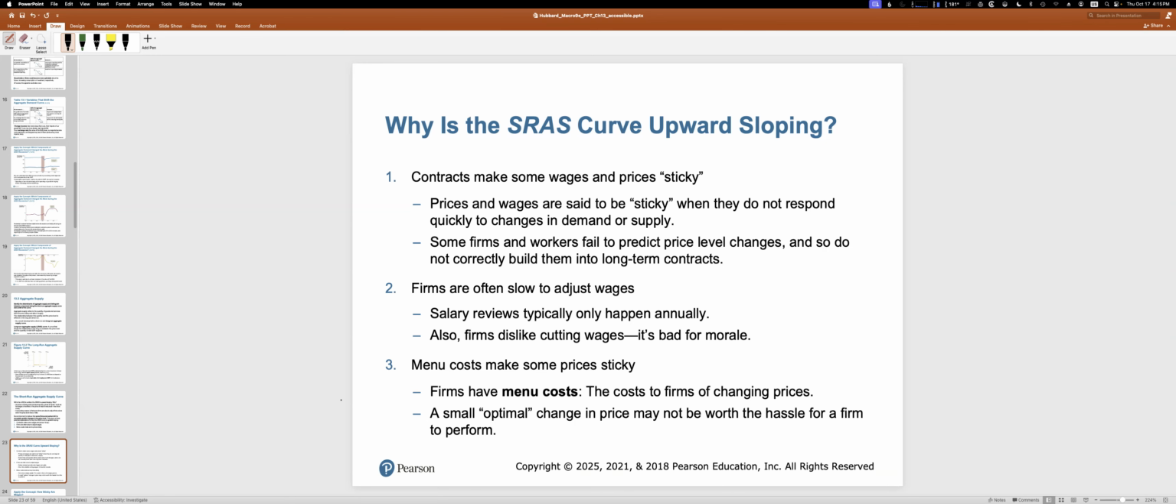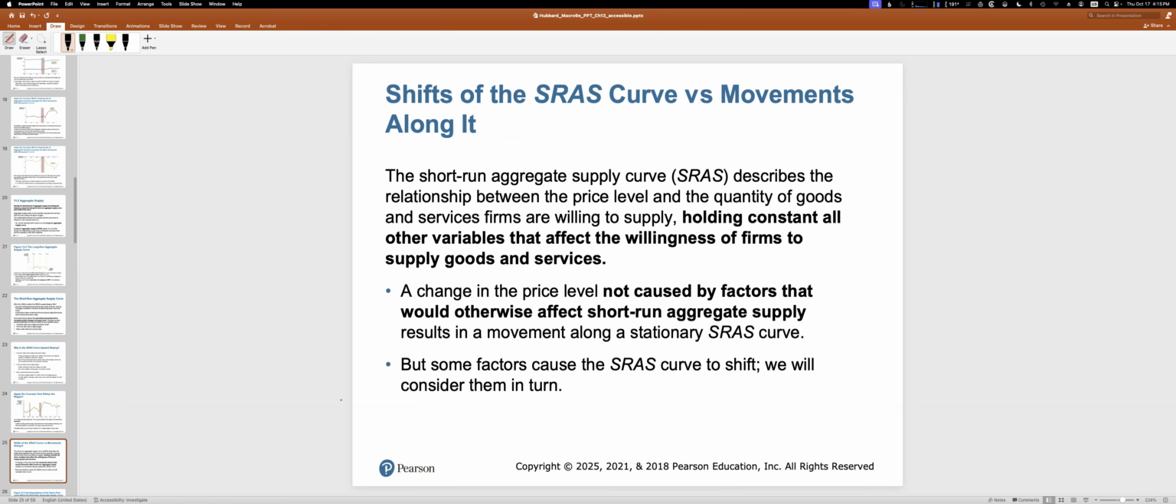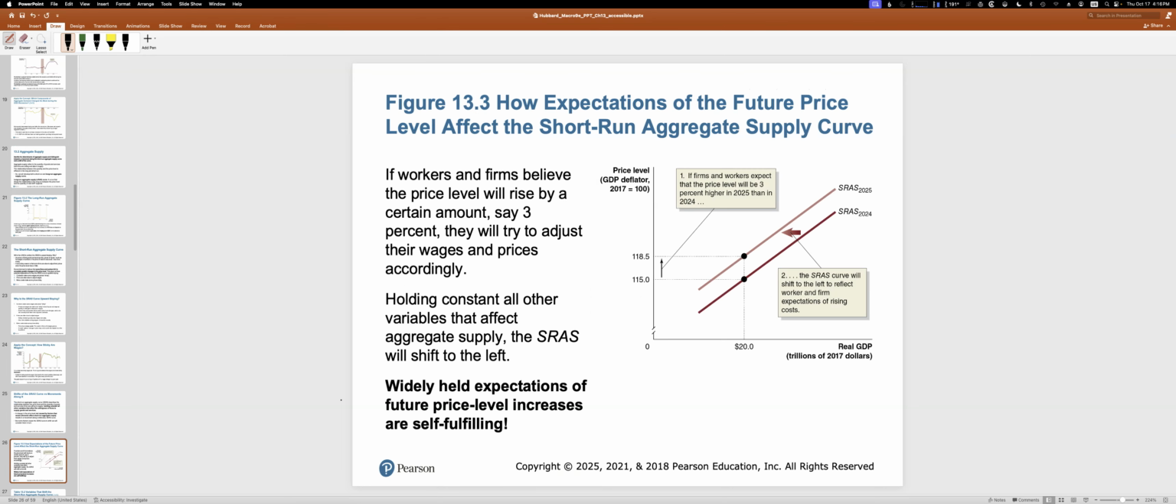So with this idea that there's some stickiness involved in prices, I'm just going to skip over that. That would also mean, again, that we have to talk about shifting the curve versus moving along the curve. Same difference. What is it that I do that would change the price level? That's going to be my movement along the short-run aggregate supply curve. Something other than changing the price is going to shift the curve. So then the question is what are those things that we could shift?